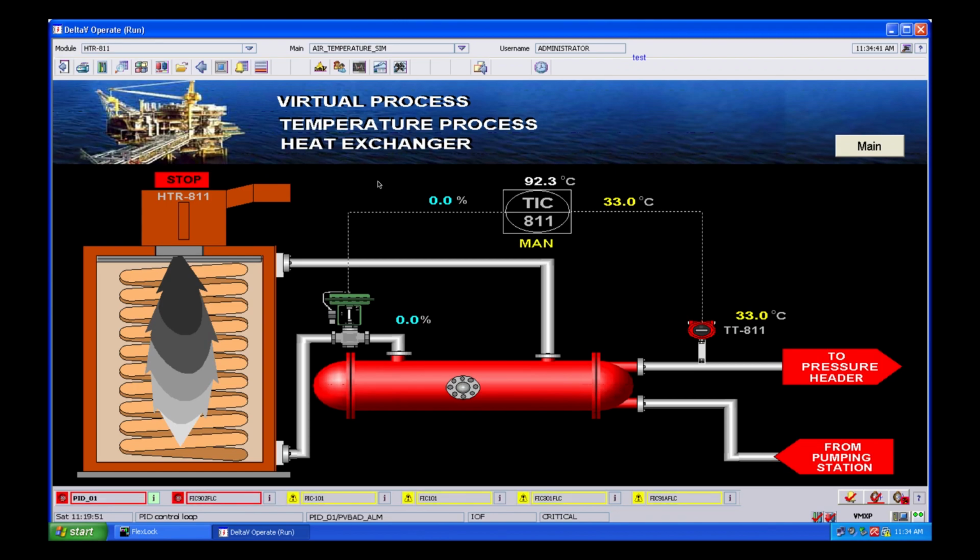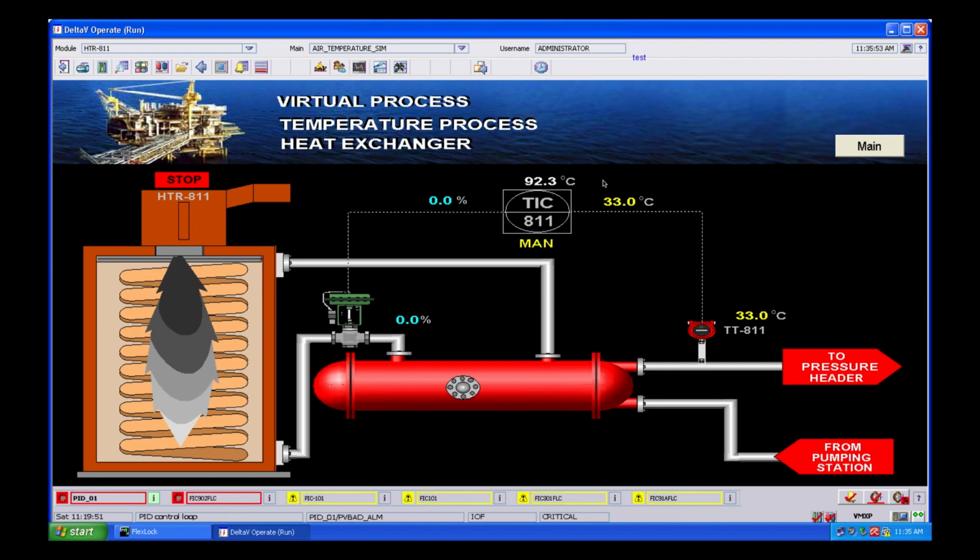Consider a temperature process for a heat exchanger. In this heat exchanger example, we have a boiler. The function of this boiler is to provide hot steam to the vessel. This hot steam is manipulated by a control valve, and this control valve is controlled by a temperature indicator controller. The product temperature is measured using temperature transmitter 811.